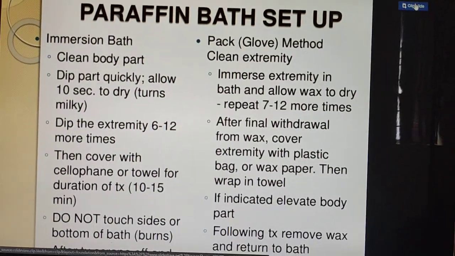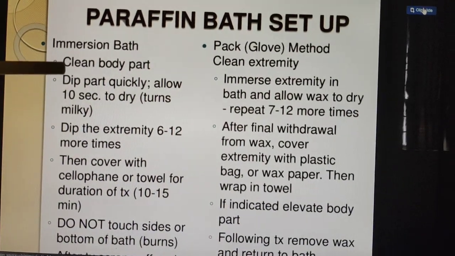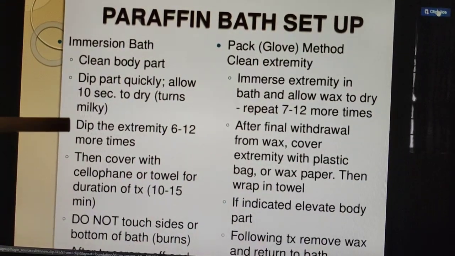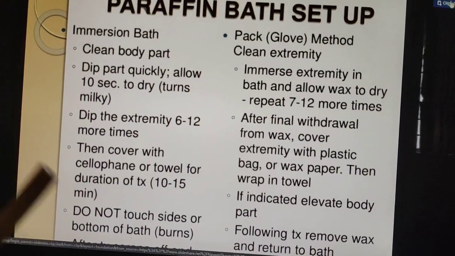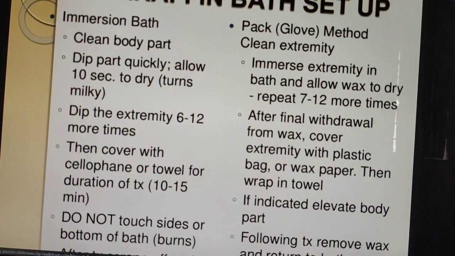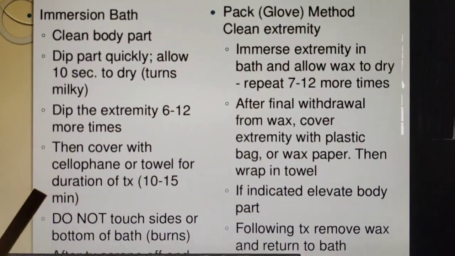So what is the setup we have to do? First, clean the body part and dip it quickly. The body part may be any hand or extremity, any finger, that we have to dip. Then dip the extremity 6 to 12 times in the paraffin liquid. Then cover with cellophane or a towel for a duration of 10 to 15 minutes.